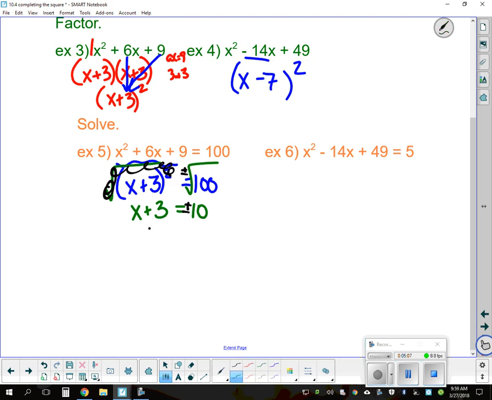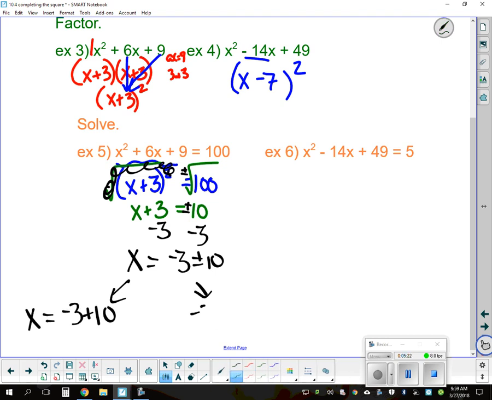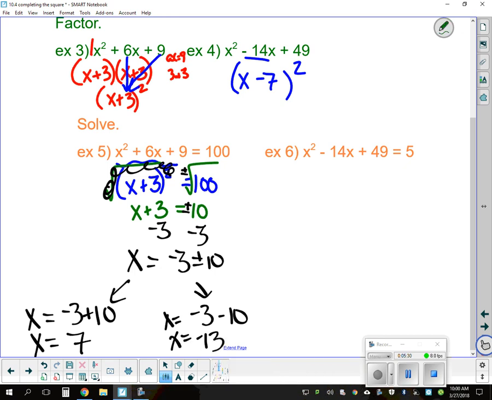Then our last step to get x by itself, we need to subtract 3. So what we have is x equals -3 plus or minus 10, but we can split it into two separate problems, kind of like we did with the quadratic formula. -3 plus 10, -3 minus 10. So here we get 7, and here we get -13. And of course, we can plug these back in and check them, make sure that those are the solutions.